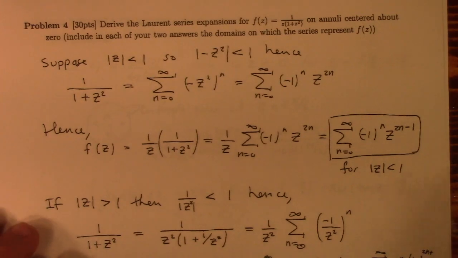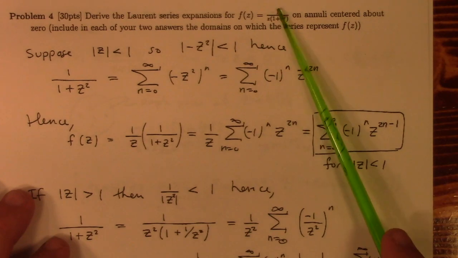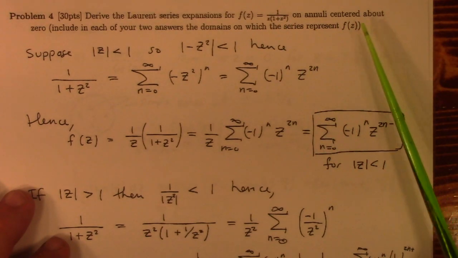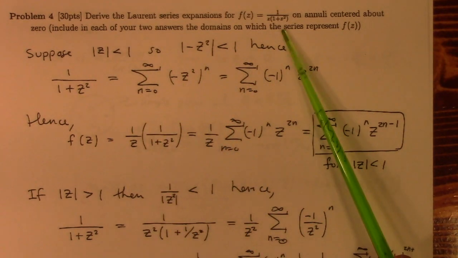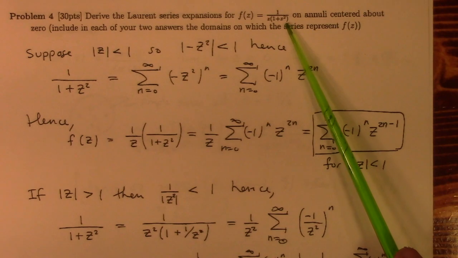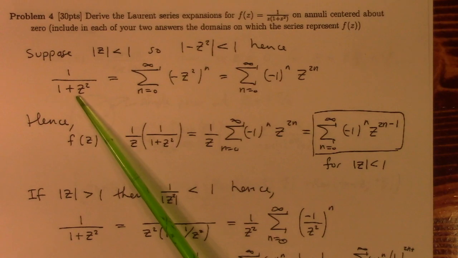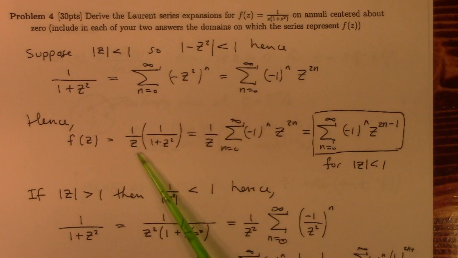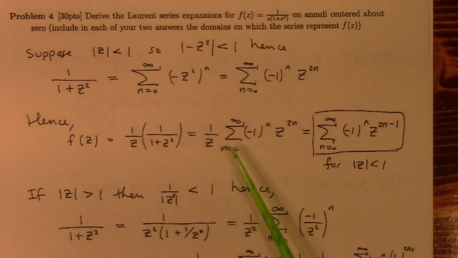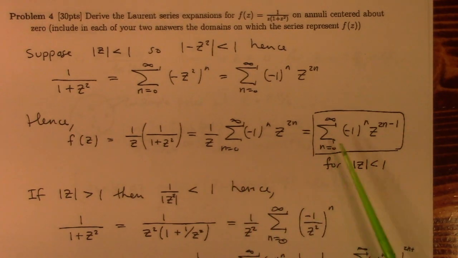Problem 4. Derive the Laurent series expansion for f of z equals 1 over z times (1 plus z squared) on annuli centered about 0. So basically, if modulus of z is less than 1, then I can geometric series this thing like so and get that. And then I've got 1 over z times that.